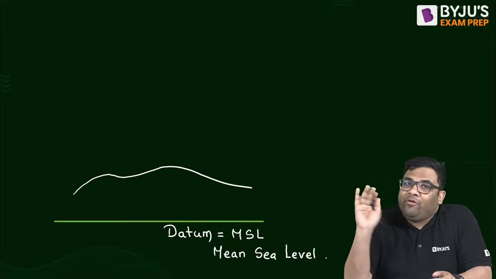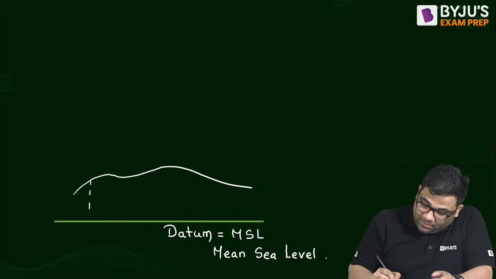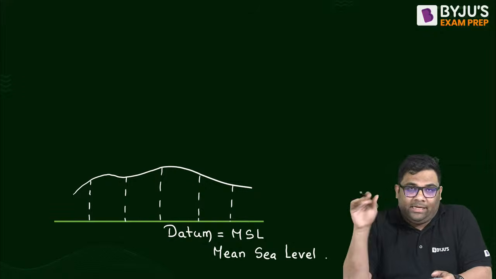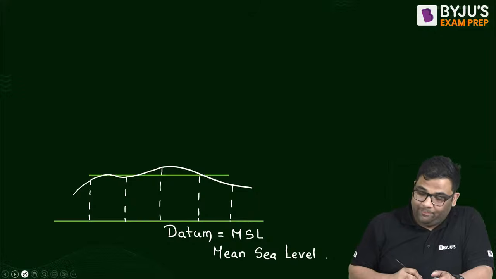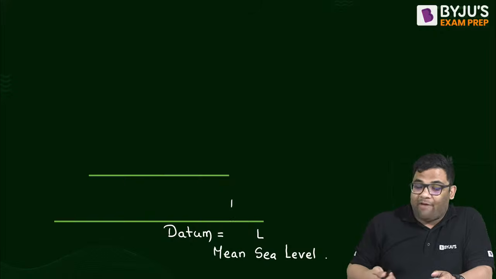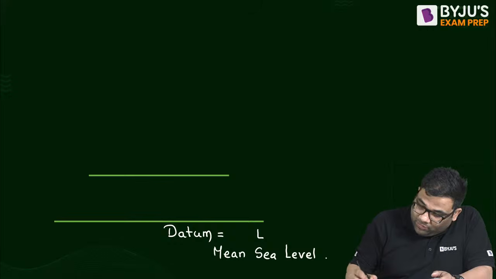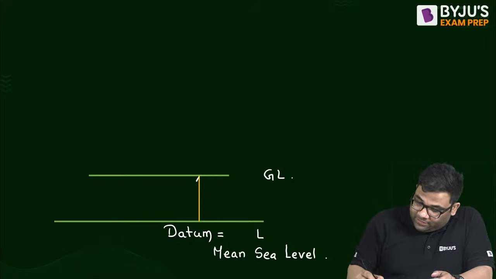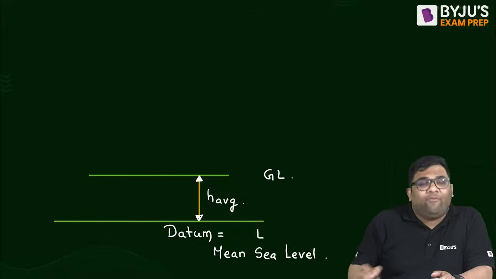So we'll take the average height. You can see that the height of different points of the earth surface will be at different heights. So we'll take a mean height. Something like this. This is the mean height, or I can say average height. So this is our ground level, at an average height. And I can easily find out the average height, right?